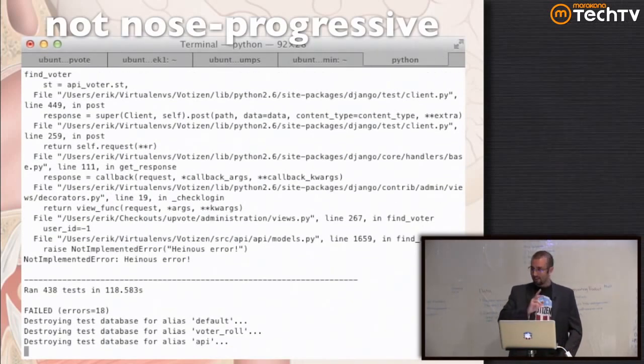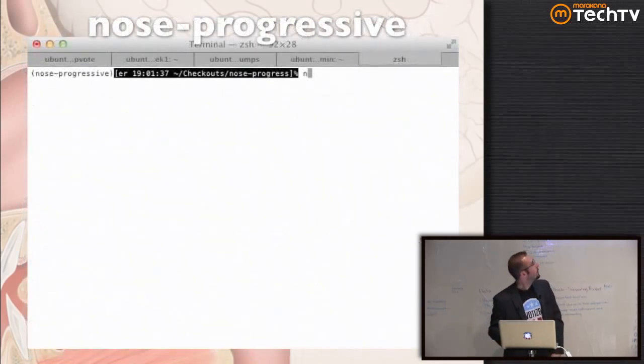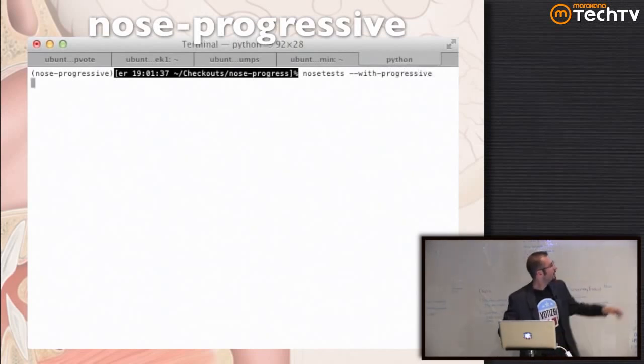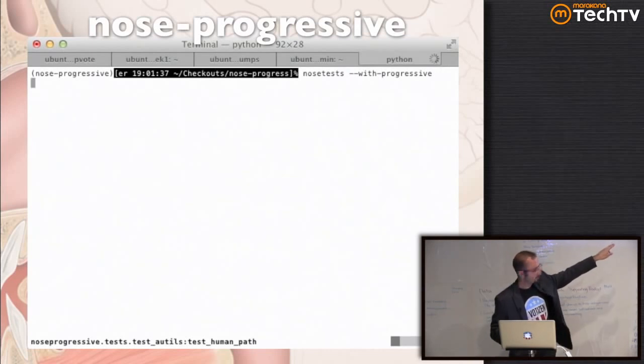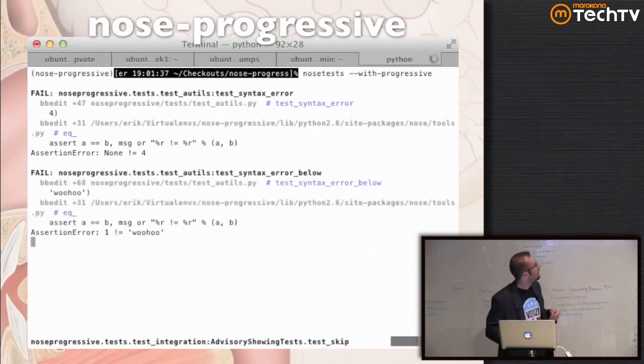So wouldn't it be nice instead if we had something like this? This is an alternative test runner that I put together. It works with your existing tests. You don't have to do anything. It's got a little progress bar that fills up down in the lower right. You can always see what test is running over to the left. You can see the tracebacks as they happen. And there are no wasted lines.